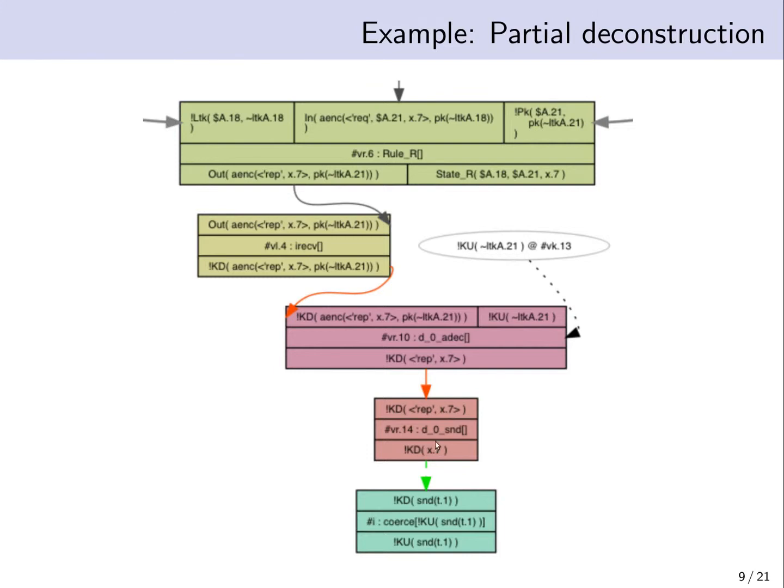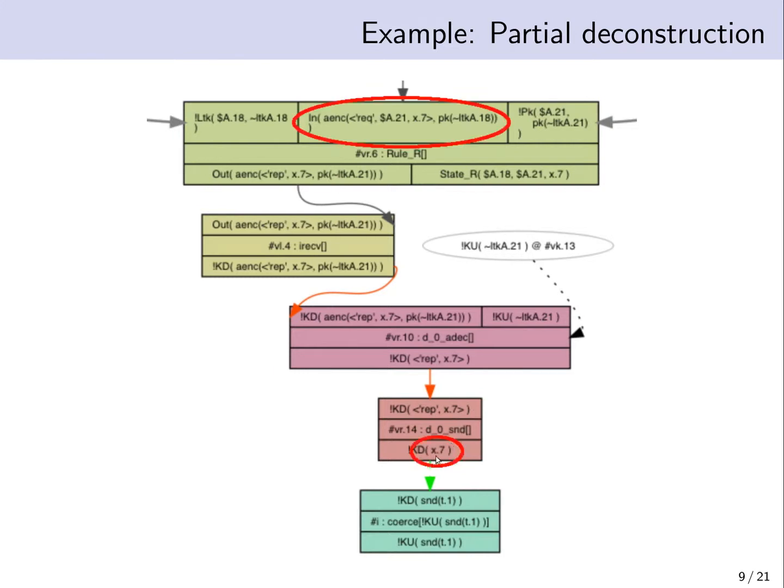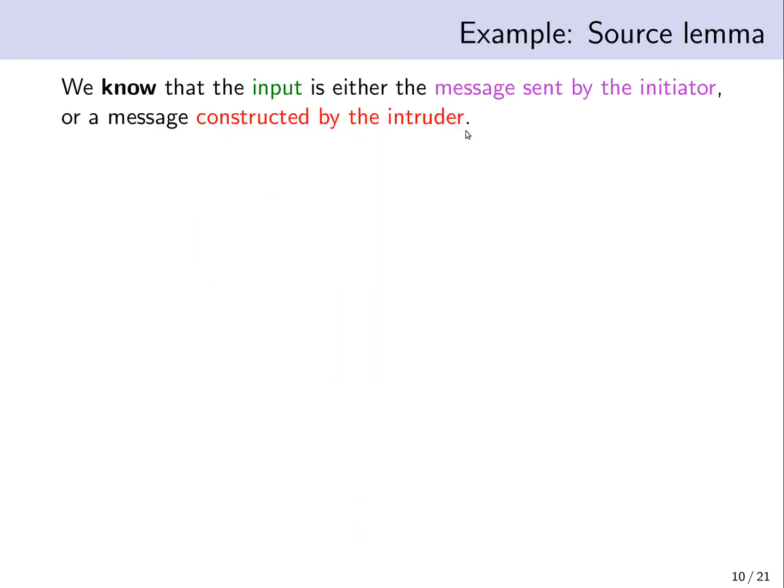In order to resume: the problematic value is the variable x7 here, and it comes from this input here at the top. As a human, if we look at the situation, we will say that actually this value x7 cannot be of any form, even though it's a variable, because we know that either it's the message sent by the initiator, and then it's the nonce generated by the initiator, or it's some message constructed by the intruder, if the intruder were to mess with the message sent by the protocol.